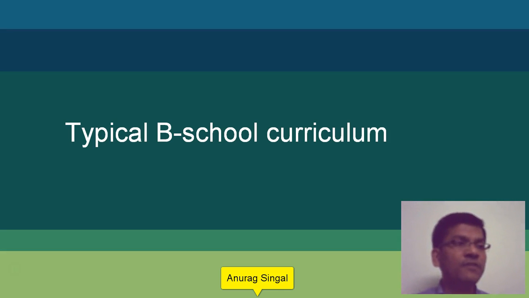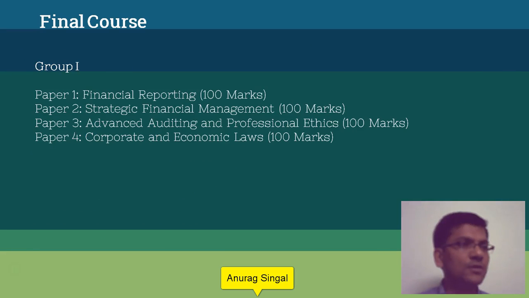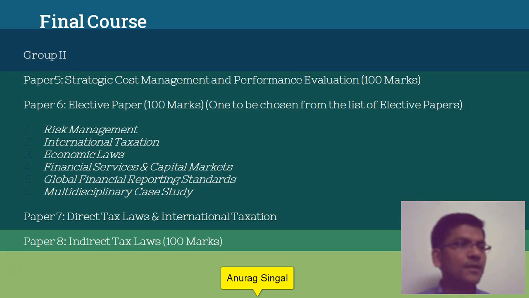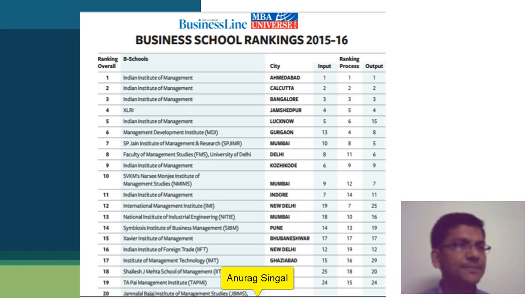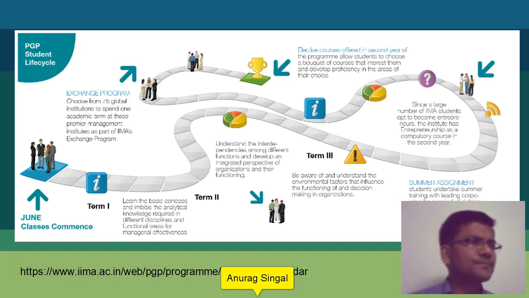And now we will compare what we studied in CA. So CA, it was about financial reporting, SFM, auditing, corporate laws, strategic cost, taxation. What about MBA? In an MBA, this is a typical PGP cycle for IIM Ahmedabad. In term 1, they start with learning the basic concepts and imbibing analytical skills. So it's a very functional level kind of a thing.